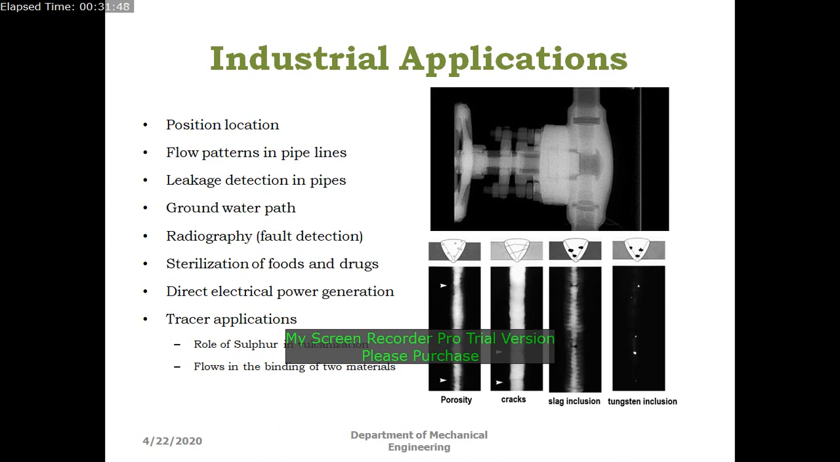Next one is groundwater path. What is the pattern of groundwater, in which direction it is flowing, at what depth it is flowing? Such kind of information we get from radioactive materials. And one more thing is radiography fault detection. It can be used in the industries for checking the performance of different processes. For example, here we can see there are two pipes.